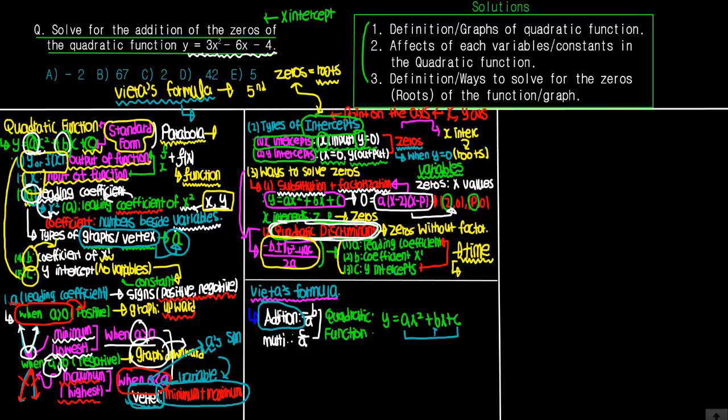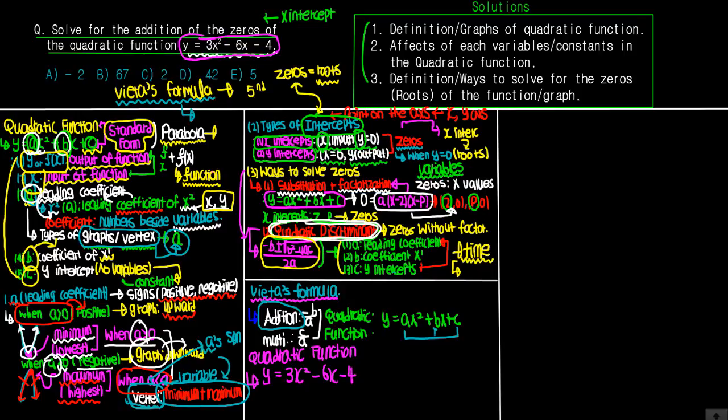In order to apply it, we need our function. In this case, it will be our quadratic function. And our quadratic function from the question will be y is equal to 3x squared minus 6x minus 4. So it will be y, or f of x, is equal to 3x squared minus 6x minus 4.